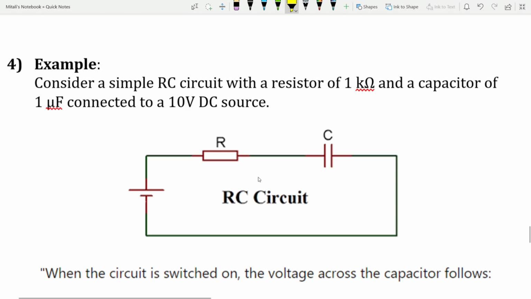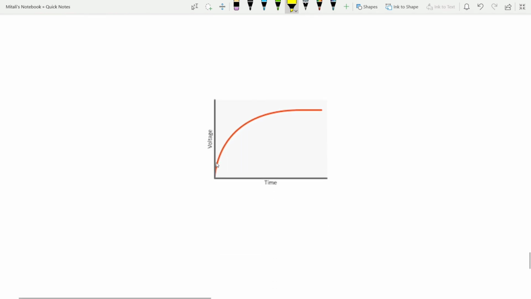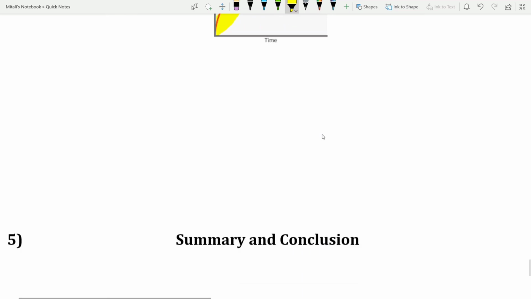Now let's apply what we have learned with a practical example. Consider a simple RC circuit with a resistor of 1 kilo ohm and a capacitor of 1 microfarad connected to a 10-volt DC source. When the circuit is switched on, the voltage across the capacitor follows Vc(t) = 10(1 - e^(-t/(1 kilo ohm × 1 microfarad))). After solving, we get Vc(t) = 10(1 - e^(-t/0.001)). As you can see, the voltage across the capacitor rises to 10 volts following the exponential curve.